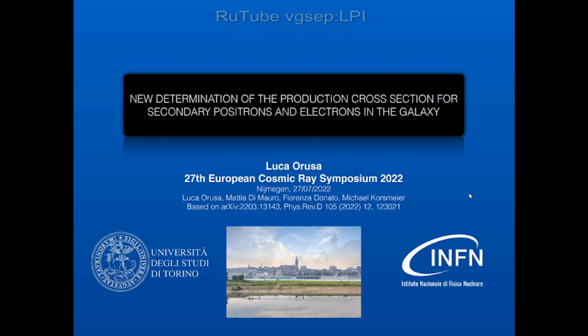Okay, good afternoon. I'm Luca Orusa, PhD student from the University of Torino, and I'm here to present my new work titled "New Determination of the Production Cross-Section for Secondary Positrons and Electrons in the Galaxy." This work has been done in collaboration with Mattia Di Mauro, Fiorenza Donato, and Michael Korsmeier, and has been recently accepted for publication in Physical Review.